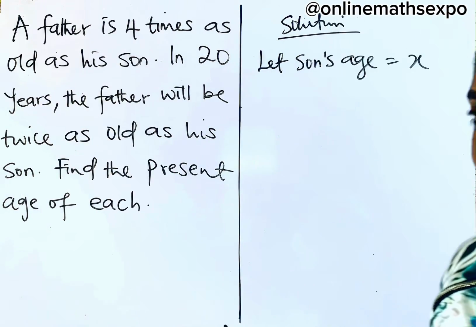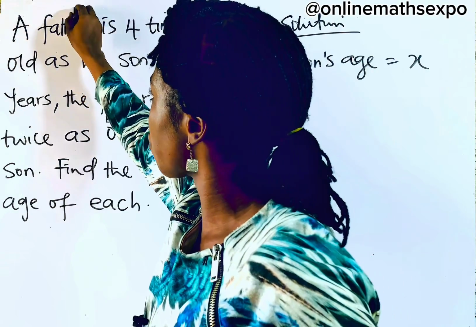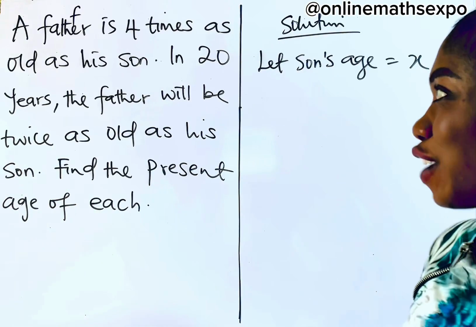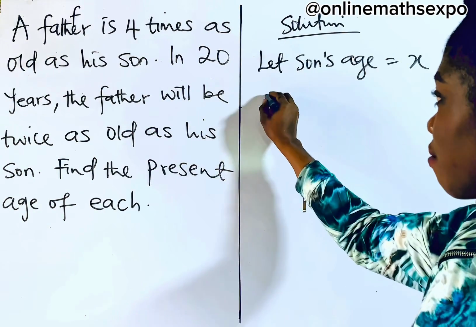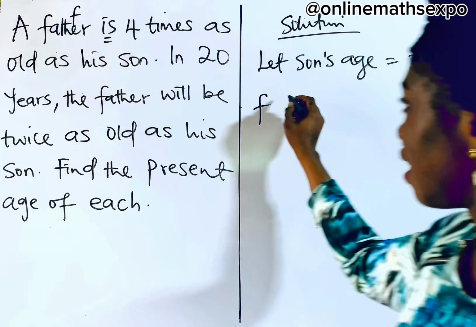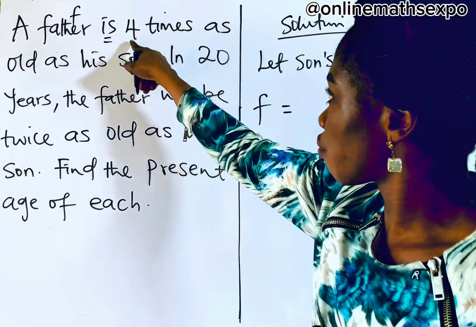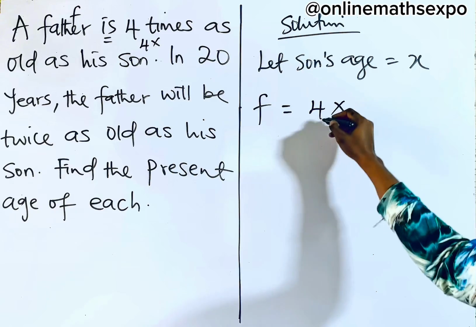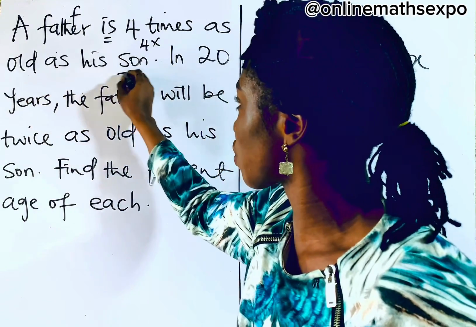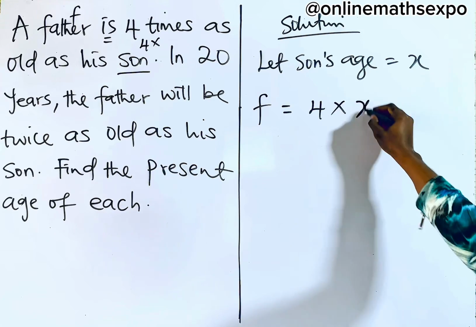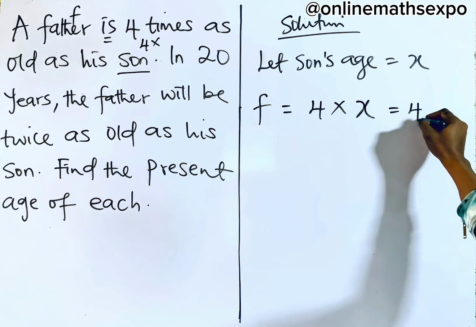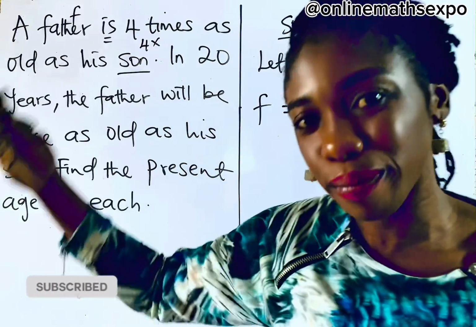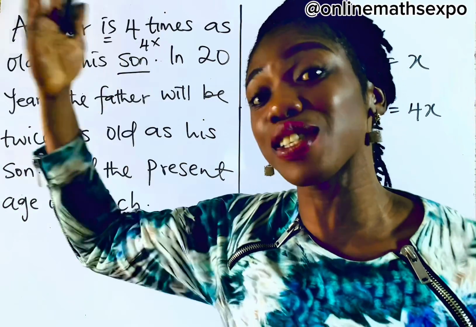Now let's go back to the question. A father, you can use any letter for the father. He's not the key person, so his name does not matter in this question. So we have a father, so we use F equals, 4 times, that's 4 multiplied, so is 4 times as old as his son. Remember we said son is x, so it's going to be 4 times x, and when you multiply it gives you 4x.